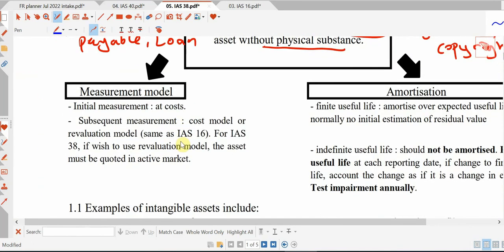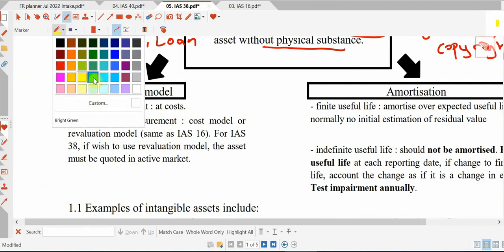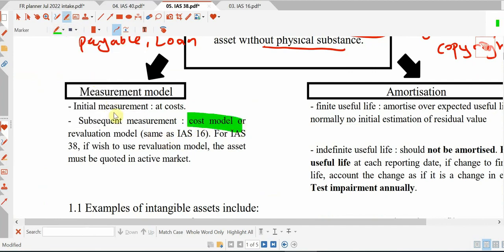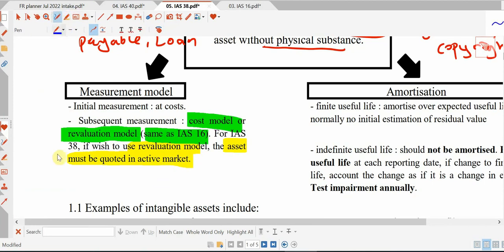Okay, move on a bit further. Measurement model is actually same as PPE. We do have these two. We do have the cost model, same as PPE. We do have revaluation model, which is same as PPE as well. Same. So first time gain goes to OCI, first time loss goes to P&L, everything the same. Same as PPE. But we have one trick here. For intangible asset, if you want to use the revaluation model, the asset must be quoted in an active market price. So if you don't have this, you cannot use revaluation model.